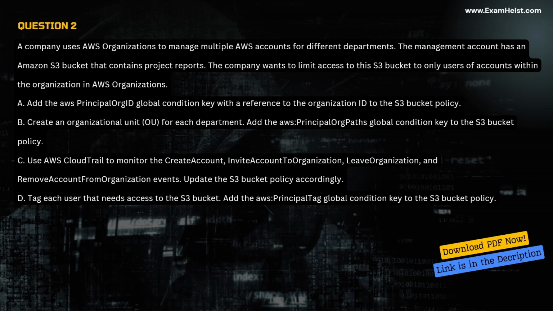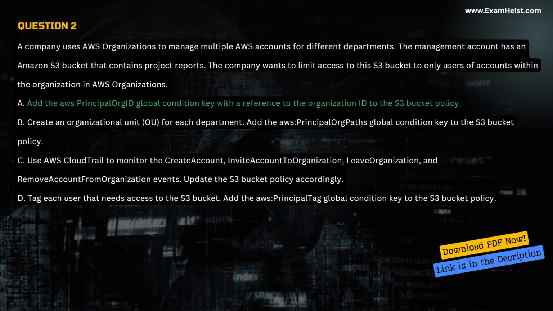A. Add the aws:PrincipalOrgID global condition key with a reference to the organization ID to the S3 bucket policy. B. Create an organizational unit (OU) for each department. Add the aws:PrincipalOrgPaths global condition key to the S3 bucket policy. C. Use AWS CloudTrail to monitor the CreateAccount, InviteAccountToOrganization, LeaveOrganization, and RemoveAccountFromOrganization events. Update the S3 bucket policy accordingly. D. Tag each user that needs access to the S3 bucket. Add the aws:PrincipalTag global condition key to the S3 bucket policy.